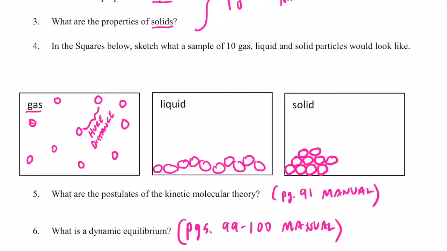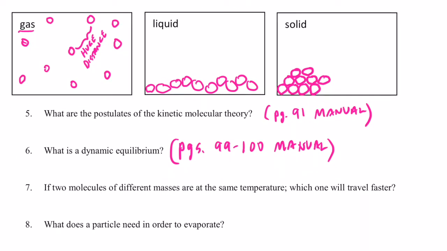So just be familiar with basic properties of gases, liquids, and solids, and just be familiar with, if you could see those particles, what they might look like as far as being spread out in their container. All right, next one, number 5, what are the postulates of the kinetic molecular theory? So review page 91 of your manual, where I go through 7 basic parts of the kinetic molecular theory. I don't expect you to memorize them, but you should be aware of the postulates of the kinetic molecular theory.